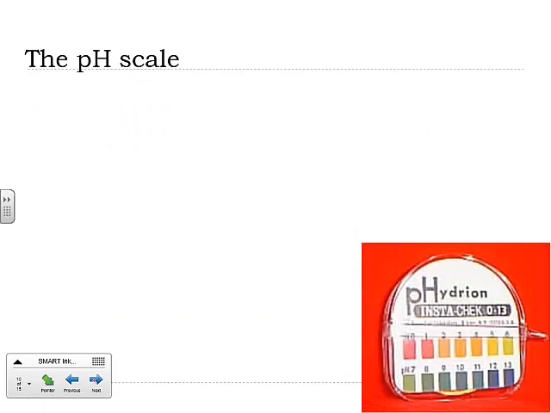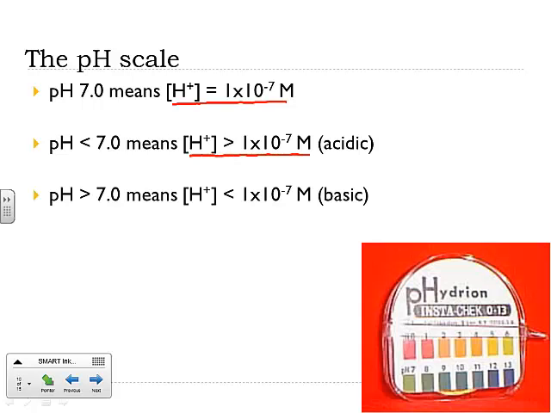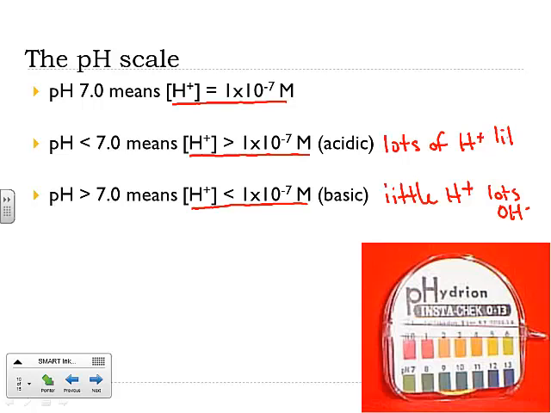So let's take a closer look at the pH scale. We told you that a pH of 7 means that H+ equals 1 times 10 to the negative 7 molar. If the pH is less than 7, that means we've got more than that. If the pH is greater than 7, that means we've got less H+ than that. So this is lots of H+. This is a little H+, or lots of OH-. Up here, this is little OH-.